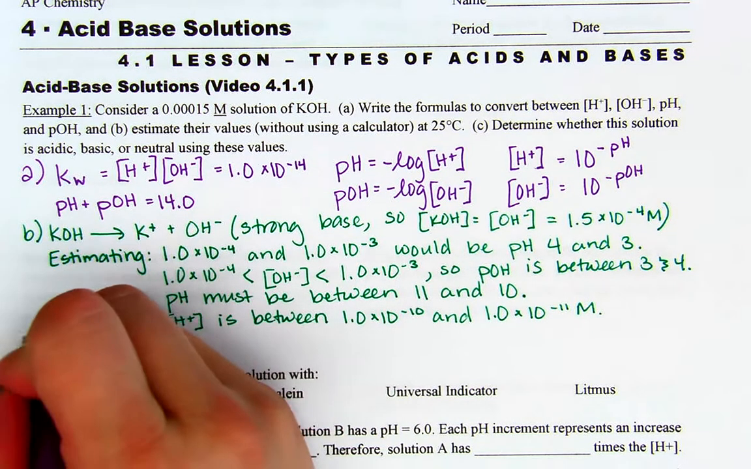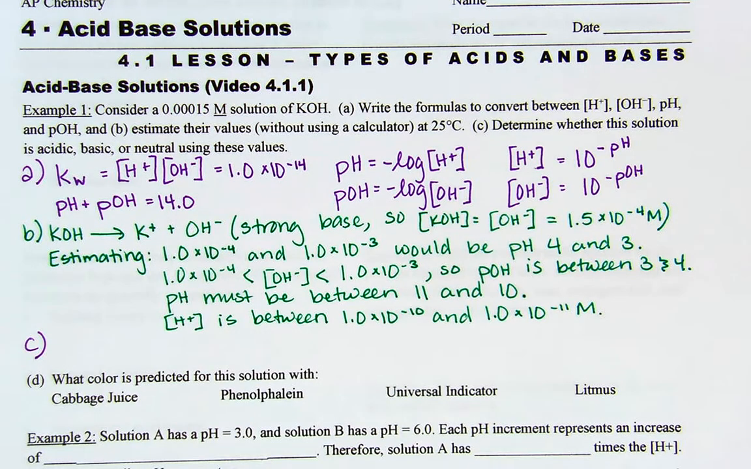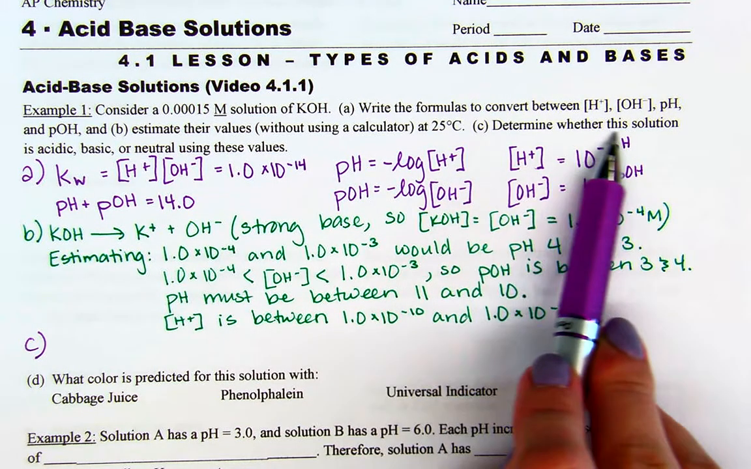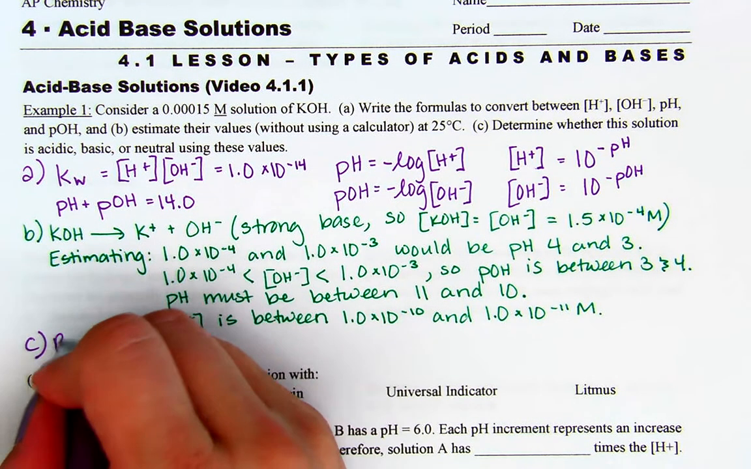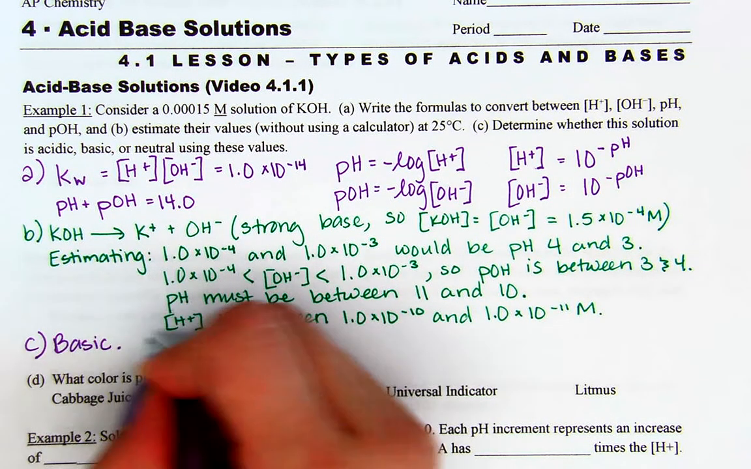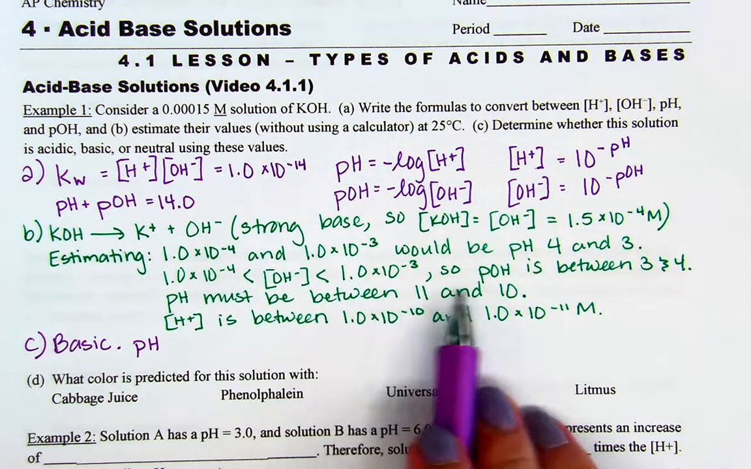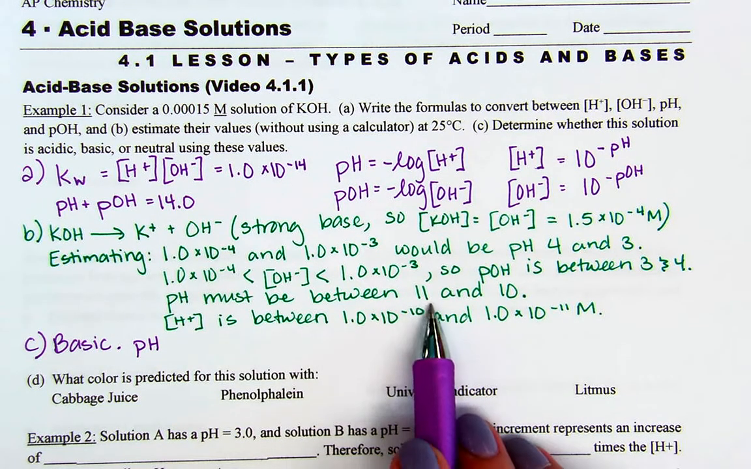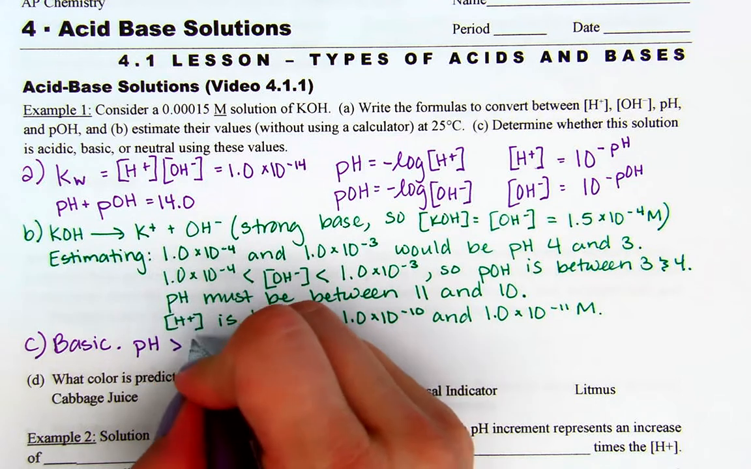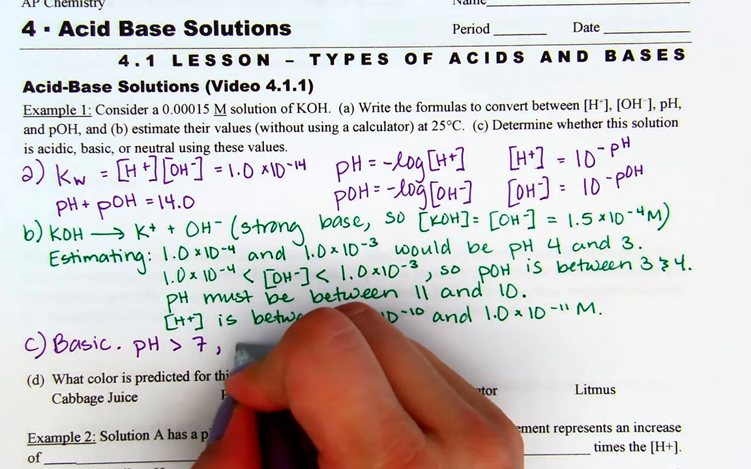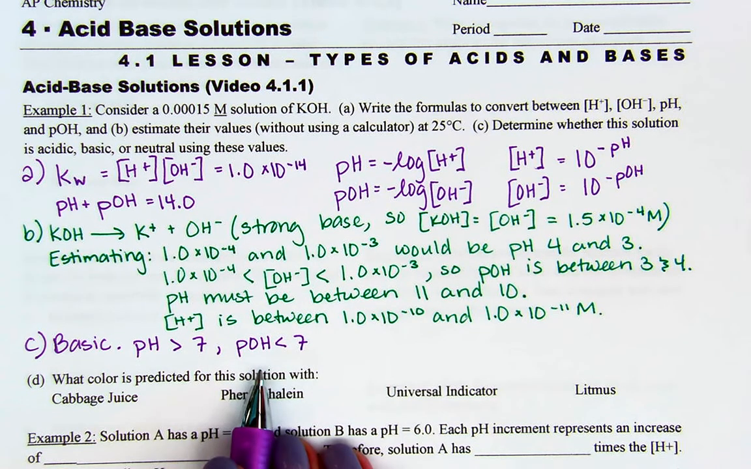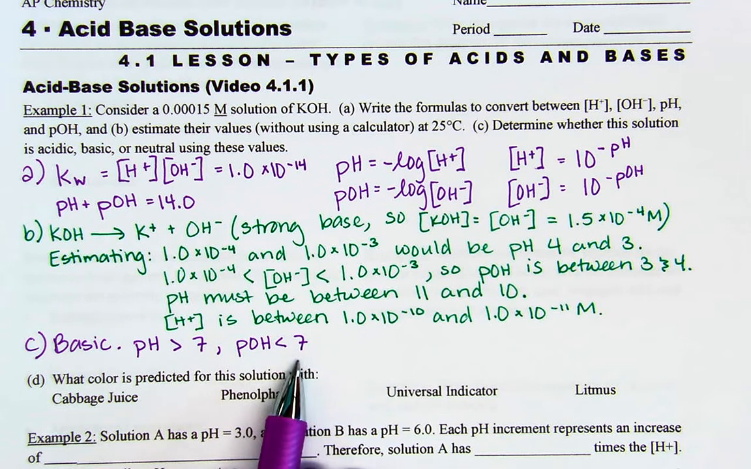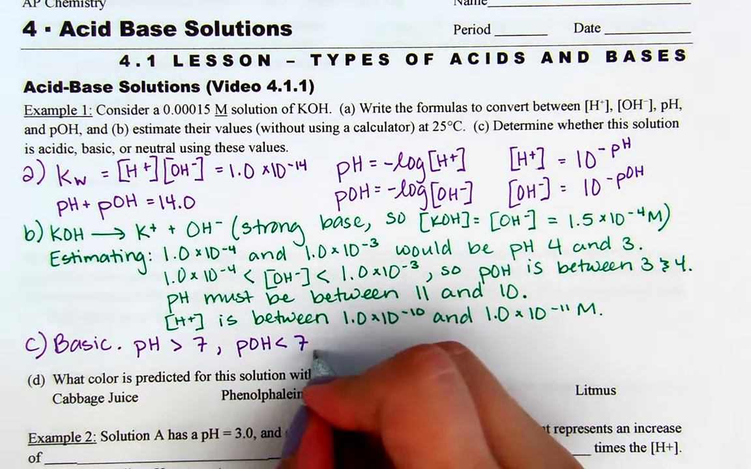Alright, I'm just going to switch back really quick to this other color, so we don't confuse everything. So part C, determine whether the solution is acidic, basic, or neutral using these values. So this is basic, and we can tell because the pH here, let's see, what was our pH? Our pH is between 10 and 11, so the pH is greater than 7. So pH is greater than 7, pOH is less than 7, so pH and pOH, those are opposites. So if your pH is greater than 7 and your pOH is less than 7, you're going to be basic.